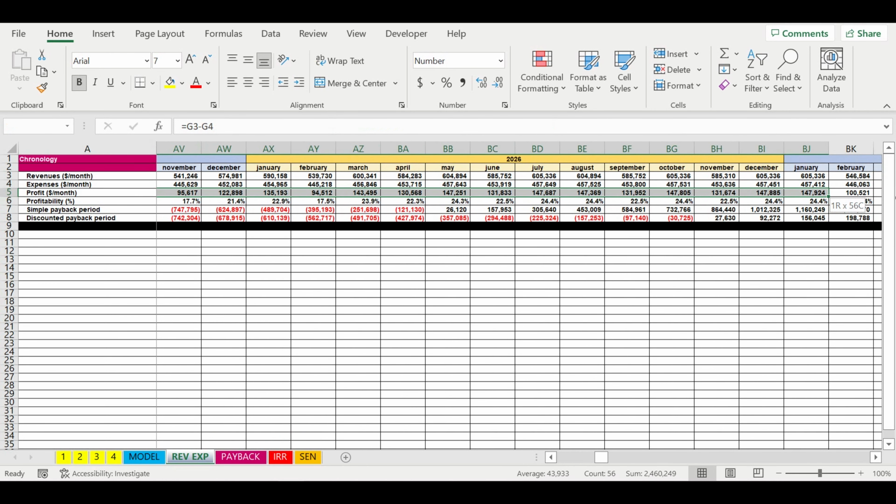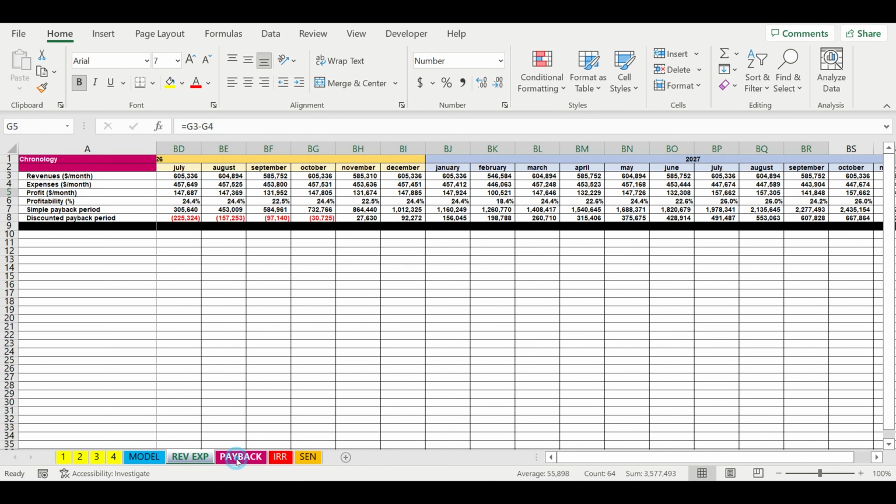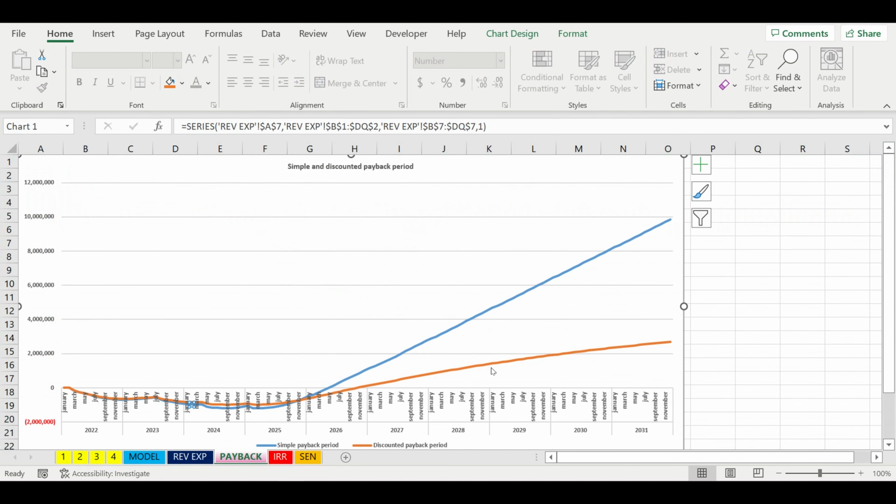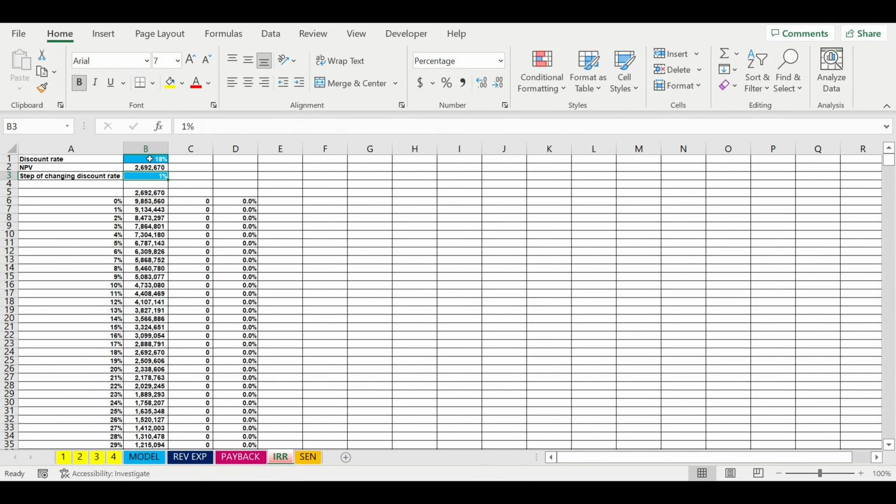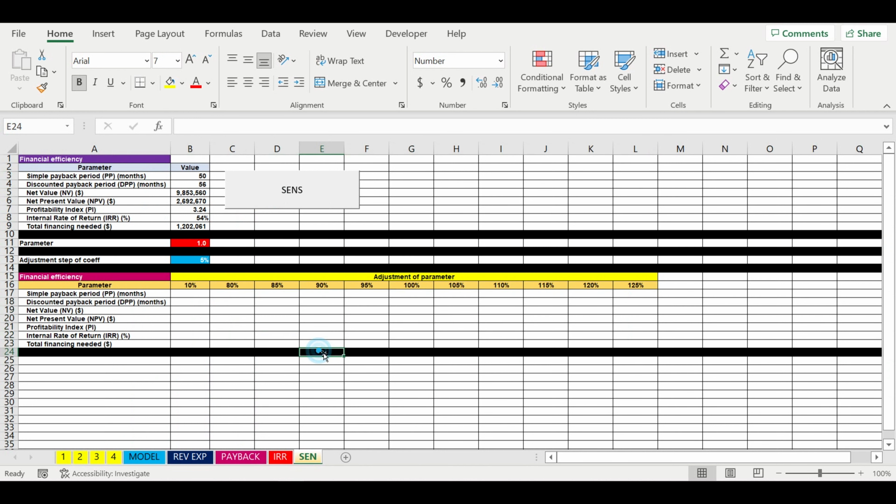You can see all this story. Then you see the simple discounted payback period. Here we open the first spot, then the second, the third, and the fourth. Then we specify the discount rate, and specify the step of changing this discount rate.